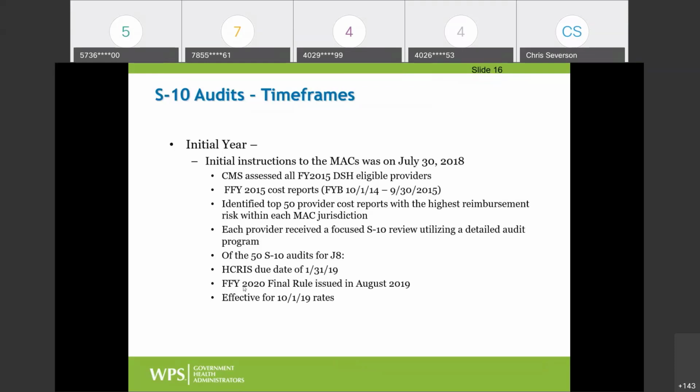And finally, in August of 2019, the federal fiscal year 2020 final rule was issued, including some of the results from that data. It was effective for 10/1/19 rates, that's federal fiscal year 2020. So that first year was effective. Again, the rates were impacting the uncompensated care payment.